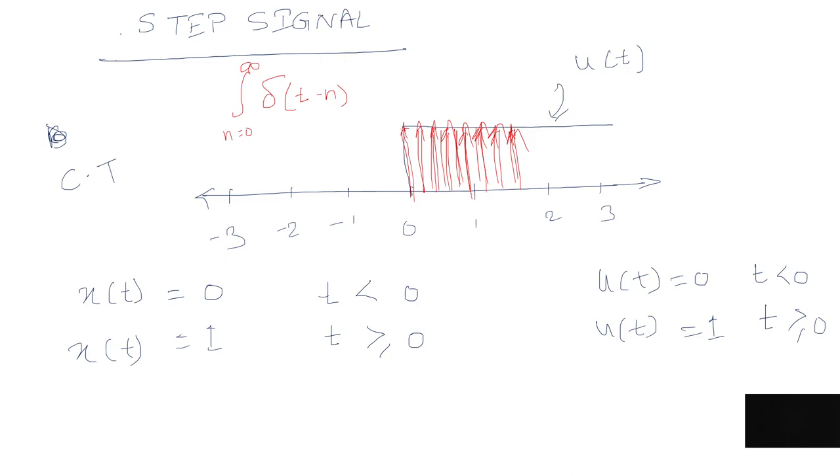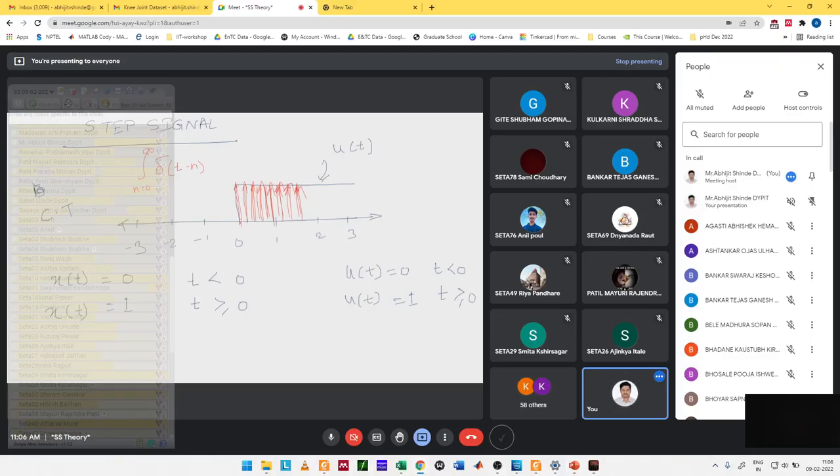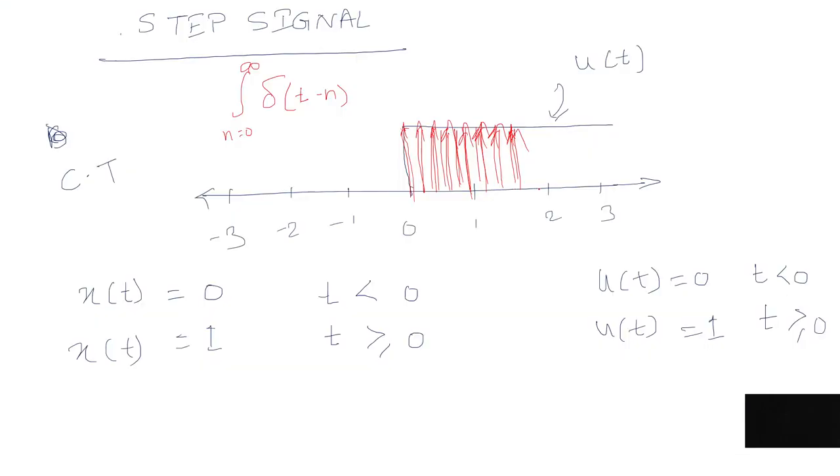I hope I made it clear. Okay, the step is nothing but a delayed version of the impulse responses added together. Am I making sense? Yes, no, or have I confused you? Yes, sir. Okay, kya kiya maine idhar? Shifted, delayed impulses liye aur usko maine add kiya, then I will get this kind of step response.